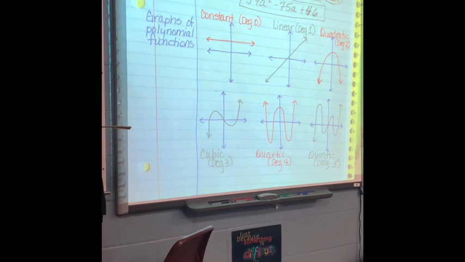And then the last one, quintic, which is degree 5, extends in both directions like the cubic and the linear. You'll start seeing the pattern happening there. 1, 3, and 5 go opposite directions. 2 and 4 go the same. Quintic also has the possibility of 5 real zeros. 5 possible places it can cross the x-axis.